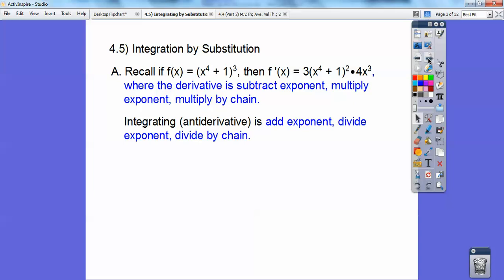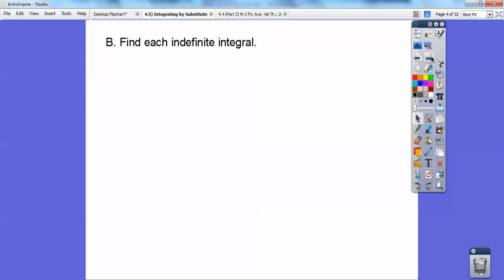Integration or antiderivative is doing the opposite, you guys. Instead of subtracting the exponent, you add the exponent. Instead of multiplying by the exponent, you divide by the exponent and then divide by the chain. All right, but I'm going to show you this by doing what's called a U-substitution. I think the U-substitution is sweet on this, you guys.